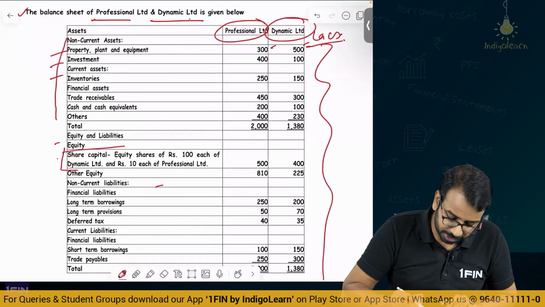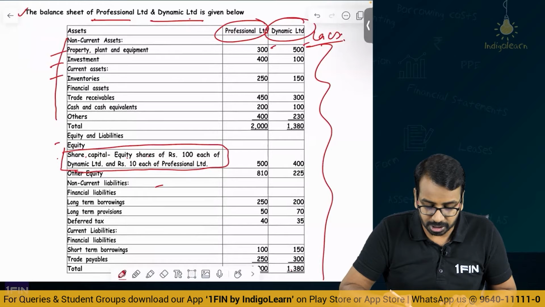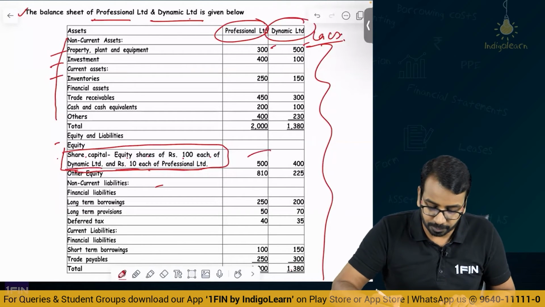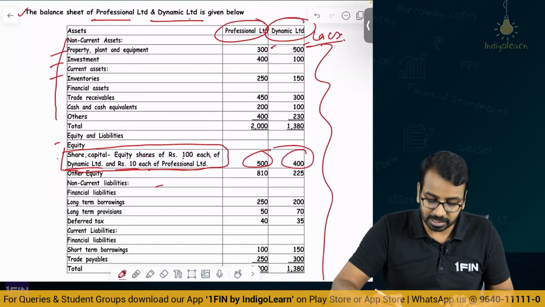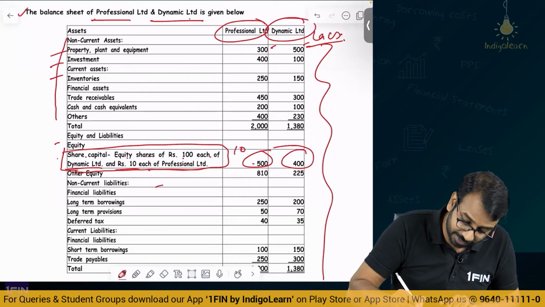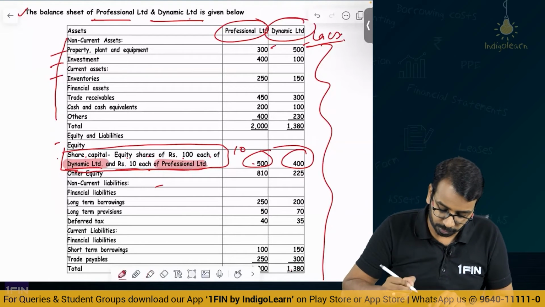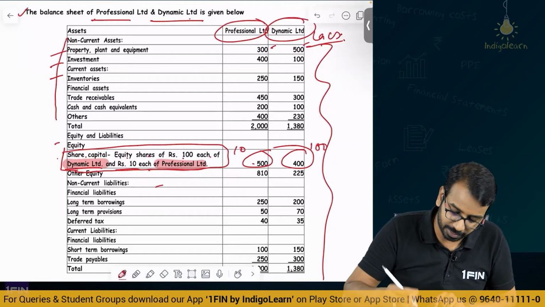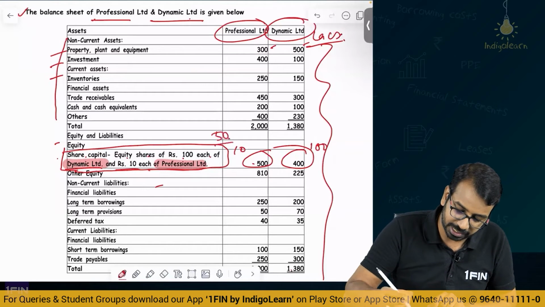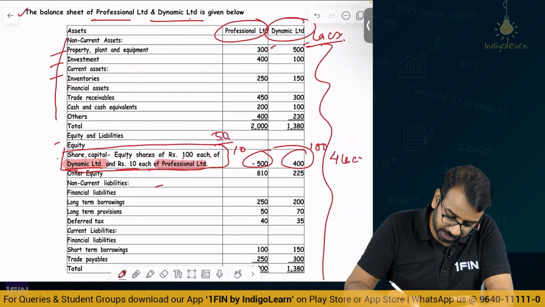Equity, this becomes important because this will determine the stake and control. Share capital, equity shares of 100 each of Dynamic Limited and 10 each of Professional Limited. So you have Professional Limited, you have Dynamic Limited. Face value of Professional is 10. See the way they have given the question. First they have given Dynamic, and then they have given Professional. So you have to be very careful while reading the question. So this is 10 and this is 100, means this has 50 lakh shares and this has 4 lakh shares in count. Okay. Other equity is given.